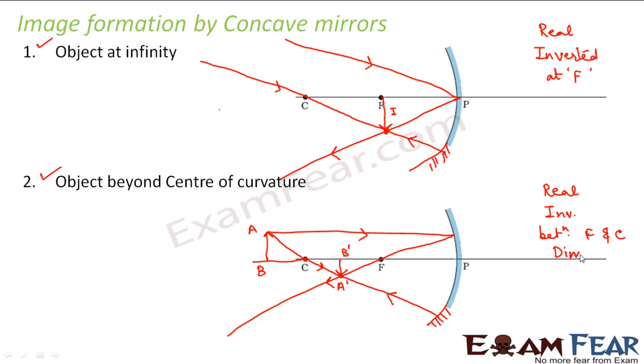So the image is diminished. That means it is smaller in size than the object. So this is the nature of the image formed when the object is placed in front of the concave mirror beyond its center of curvature. So I guess now you are getting an idea how we plot a ray diagram, and these diagrams are known as ray diagrams because we are playing with the rays of light.